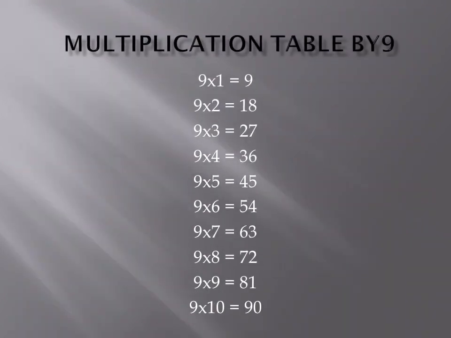And in addition to our lesson for today, we have now the multiplication table by 9. Starting from 9 times 1 equals 9, 9 times 2 equals 18, 9 times 3 equals 27, 9 times 4 equals 36, 9 times 5 is 45, 9 times 6 is 54, 9 times 7 is 63, 9 times 8 is 72, 9 times 9 equals 81, and 9 times 10 equals 90.